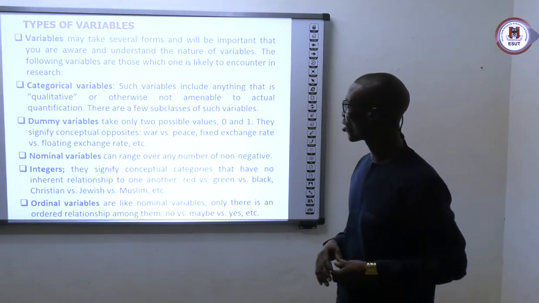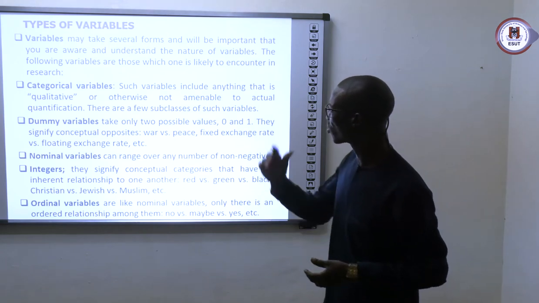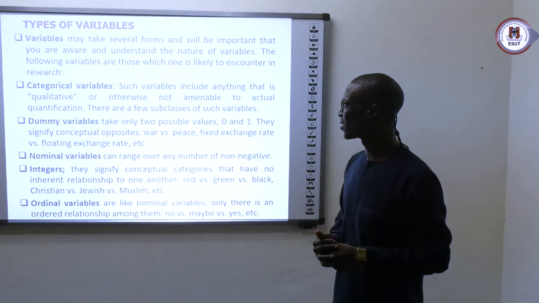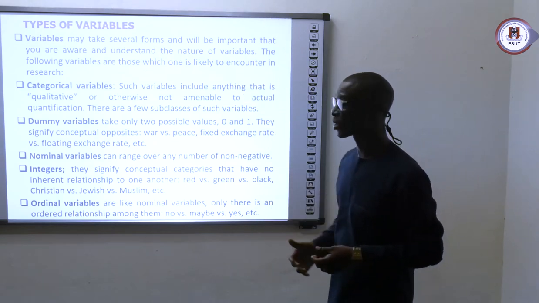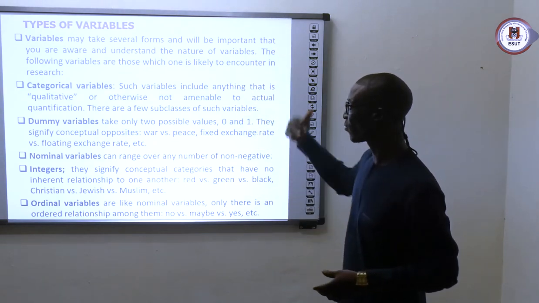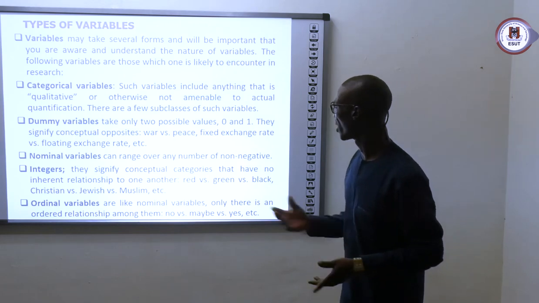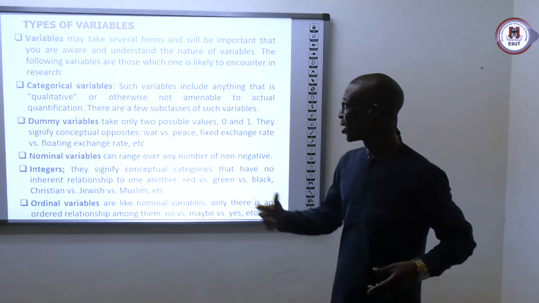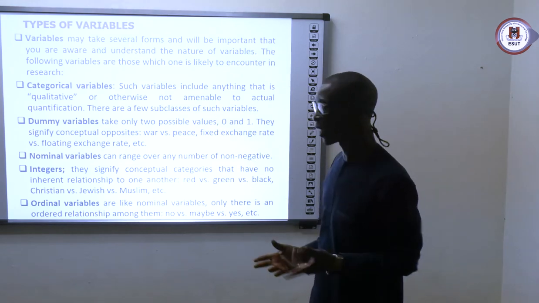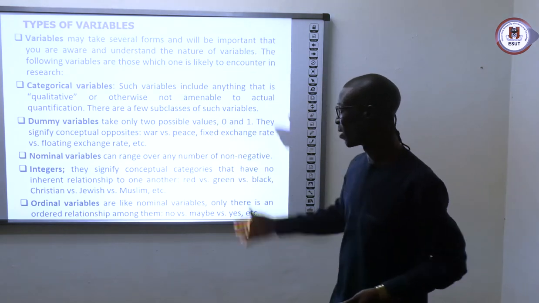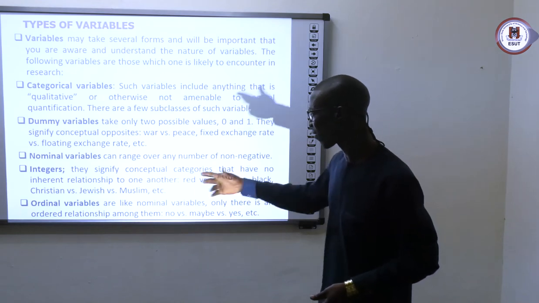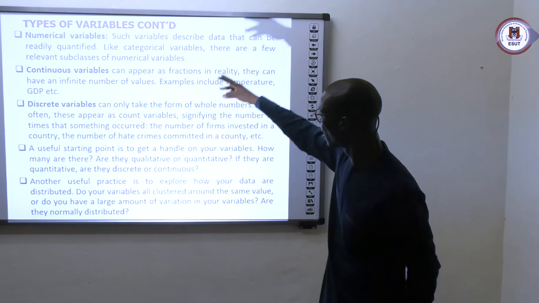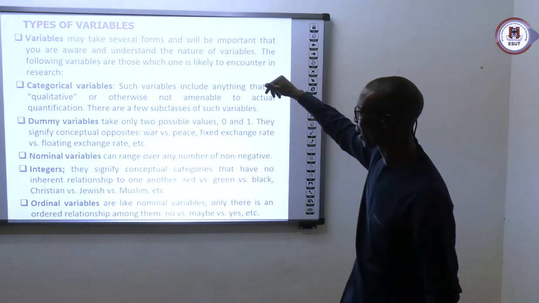Having discussed regression analysis, let us look at the types of data we analyze in regression analysis. Data here is sometimes called variables. We have different types of variables we analyze. A variable is the information whose relationship we want to check. Here we have categorical variables or data. We have dummy variables, nominal variables, integer variables, ordinal variables, numerical variables, and so many more. But let us quickly go through them one after the other.